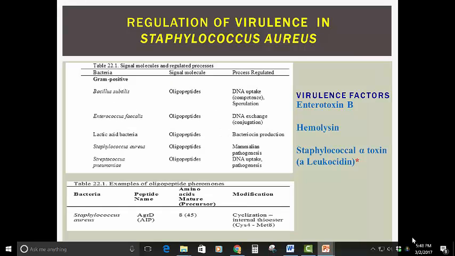Moving on to Staphylococcus aureus. Staphylococcus aureus is a gram-positive spherical-shaped bacterium. The bacterium produces many virulence factors that contribute to pathogenesis. These virulence factors include enterotoxin B, which is an enterotoxin commonly associated with foodborne illness, hemolysin, a toxin that lyses red blood cells, and leukocidin, a toxin that kills white blood cells.